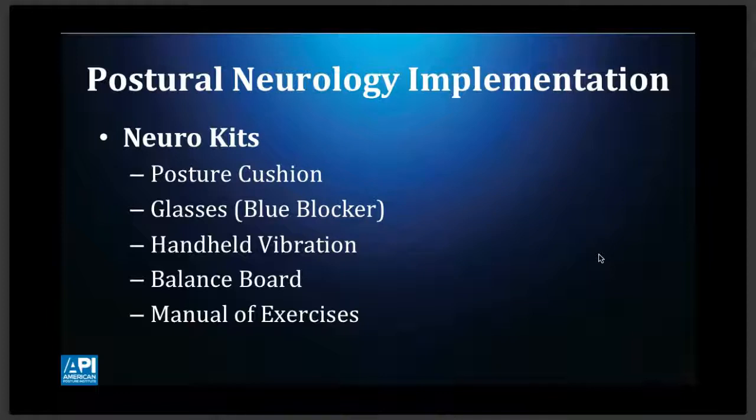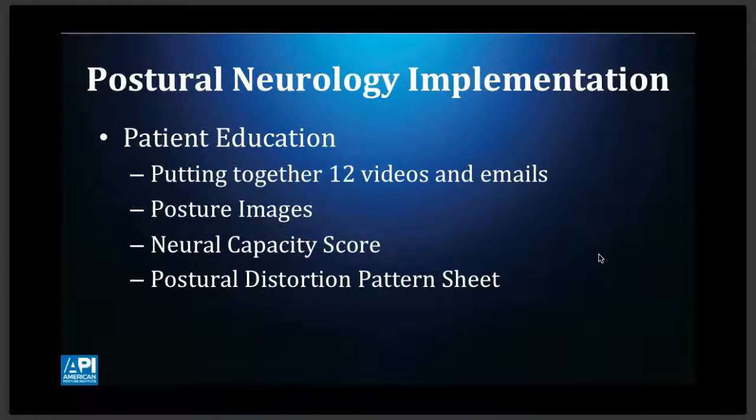You can modify this based upon your individual needs as a practitioner, but these are my best recommendations. Definitely a posture cushion. Everybody should have a posture cushion. They should be sitting on this at work, plus it's good for rehabilitation. Blue blocker glasses are fantastic, especially for our seated desk workers who are sitting in front of screens. Handheld vibration is a great sensory stimulus. Balance boards, everybody should be working on balance. And then always have a manual for them of their exercises so they can refer back to them, because the last thing that we want is that they perform their exercises incorrectly.